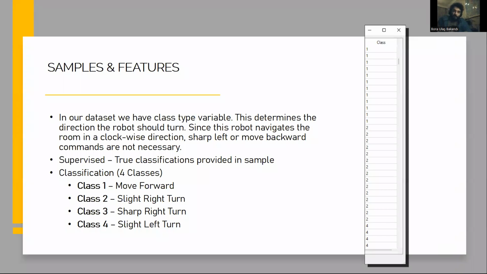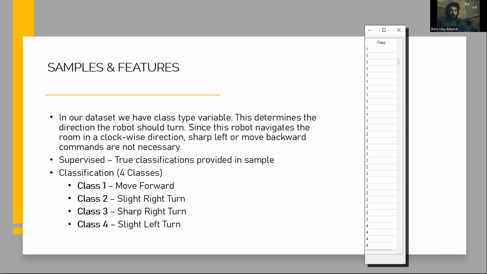The final column in our data set is a class type variable. This is categorized from 1 to 4 and determines the direction the robot should turn. Since this robot navigates the room in a clockwise direction, sharp left or move backwards were not included in the dataset because they're simply not necessary for this application.